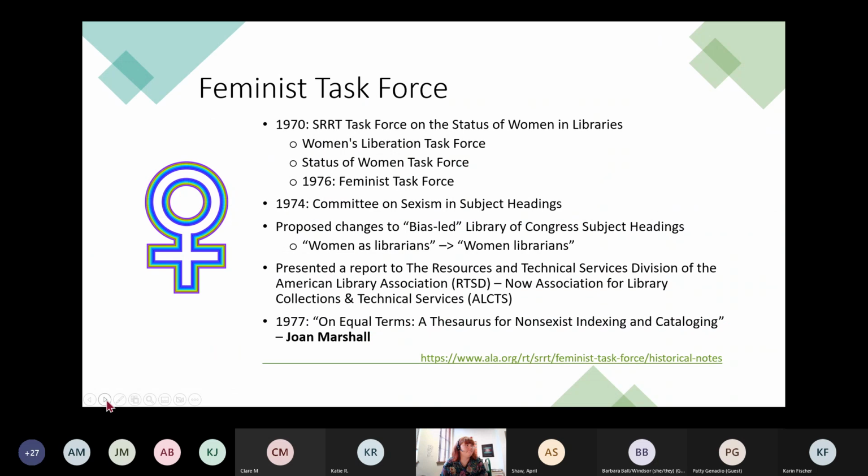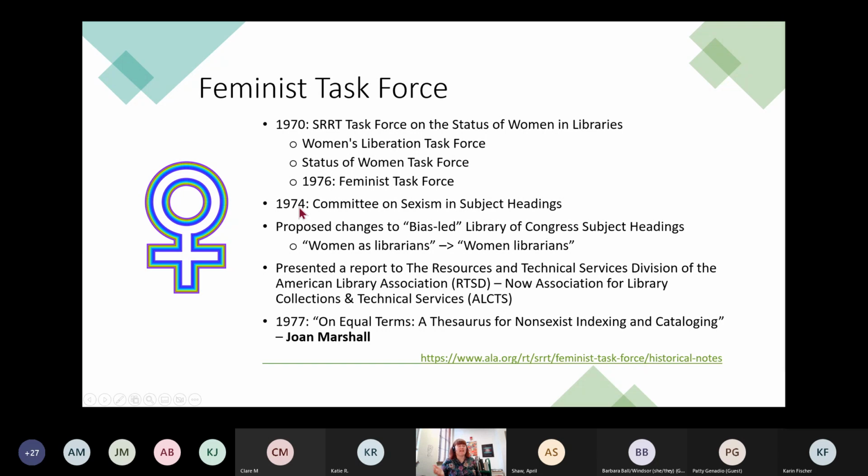Mentioned the Feminist Task Force. This is another task force that fell under that same Social Responsibilities section of ALA. And it's worth noting that the Gay Task Force was the first professional organization in the country for LGBT people to fight for their protections in the workplace. So that's kind of a fun fact about librarianship and ALA in general. But the Feminist Task Force was also formed in 1970. It had gone under different names for a while. It was called the Task Force on the Status of Women in Libraries, Women's Liberation Task Force, Status of Women Task Force. In 1976, it was the Feminist Task Force, which is, I believe, how it's known today.